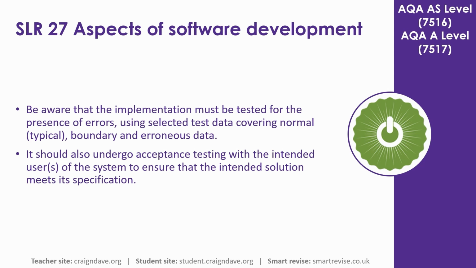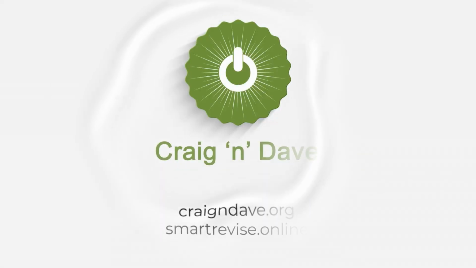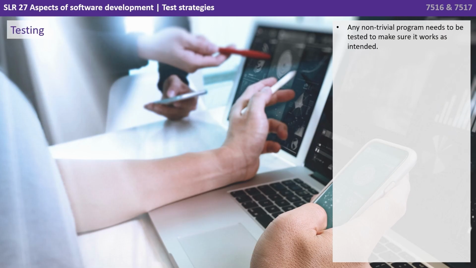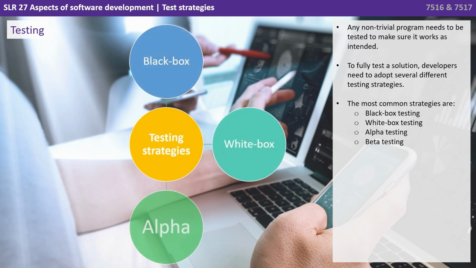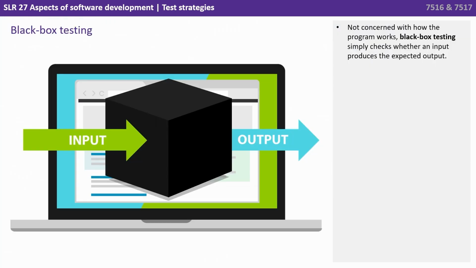In this video on our series of software development, we look in more detail at different forms of testing. Any non-trivial program needs to be tested to make sure it works as intended. To fully test a solution, developers need to adopt several different testing strategies. The most common are black box testing, white box testing, alpha and beta testing. So let's look at black box testing.